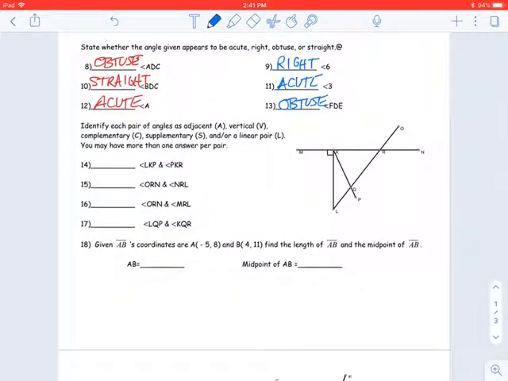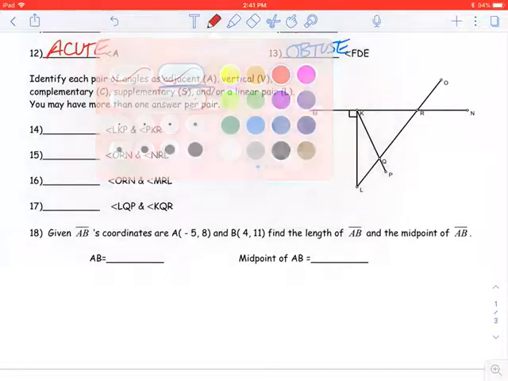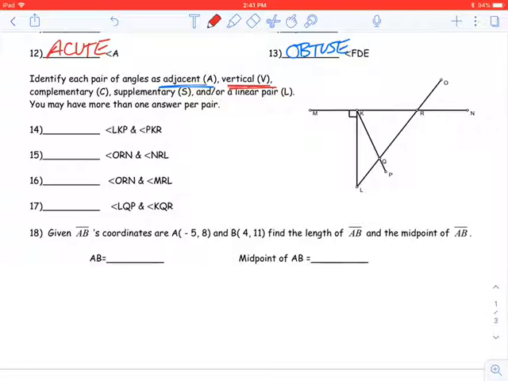Now we're looking at this last part here. Identify a pair of angles adjacent, vertical, complementary, supplementary, or linear pair. And you might have more than one answer, so really pay attention to what's going on. Remember, adjacent means they're right next to each other, and then vertical means they're opposite. They're created so they kind of make an X and they're opposite like that, where adjacent means they're right next to each other, so an angle like that and that. Okay, and then figure out what else.